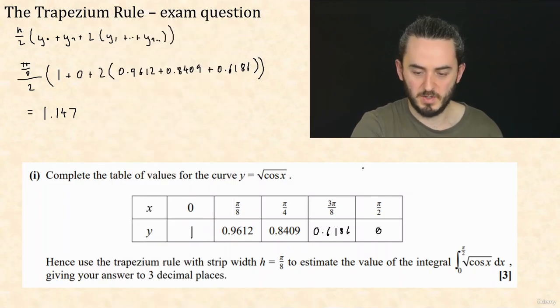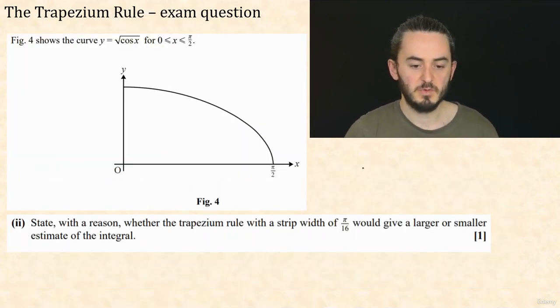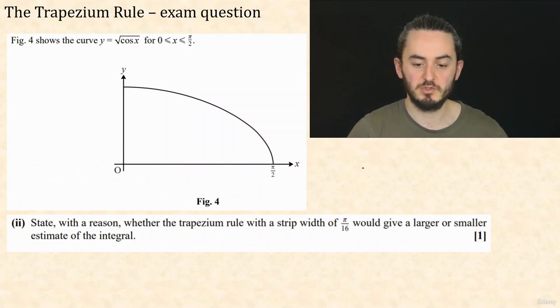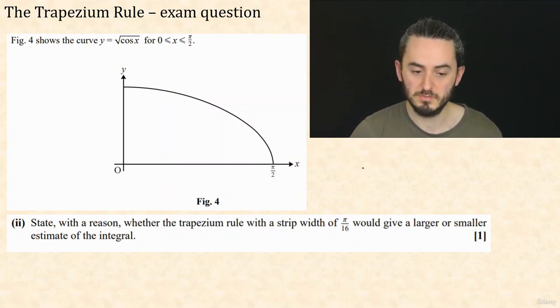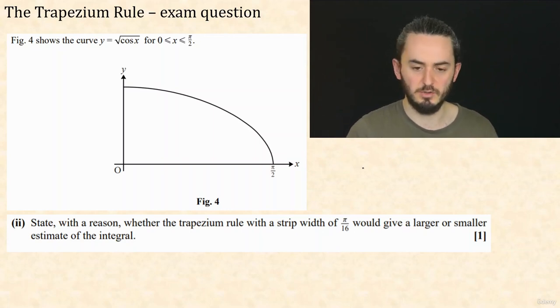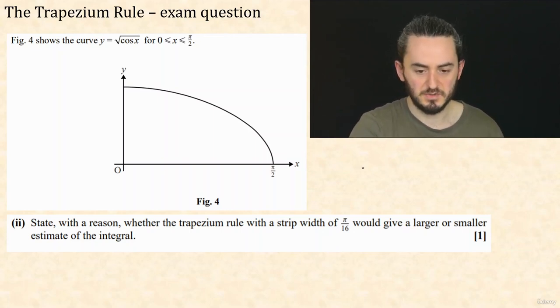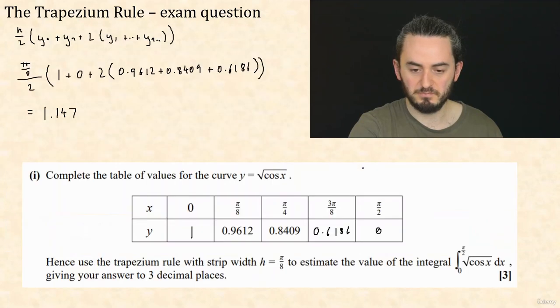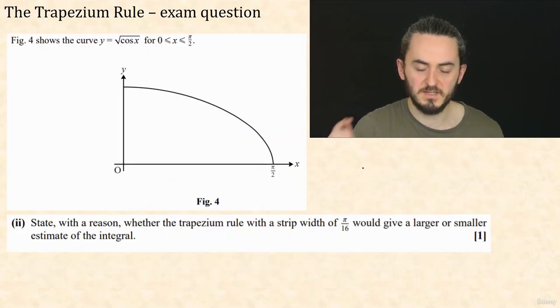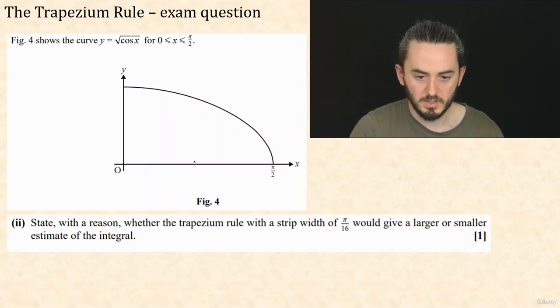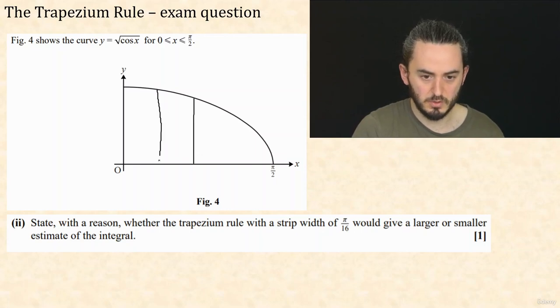Okay, there's a part B to this question as well. State with a reason whether the trapezium rule with a strip of width pi over 16 would give a larger or smaller estimate of the integral. So we had a strip width of pi over 8. So they're saying if we had divided it up into more strips, would it make our answer bigger or smaller? So we had it like this. We had 4 evenly sized strips like this.